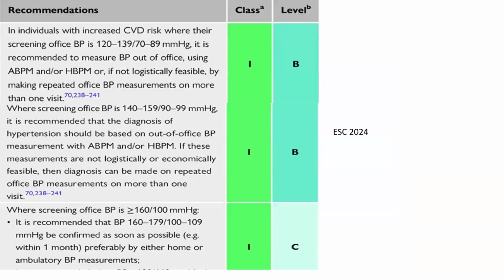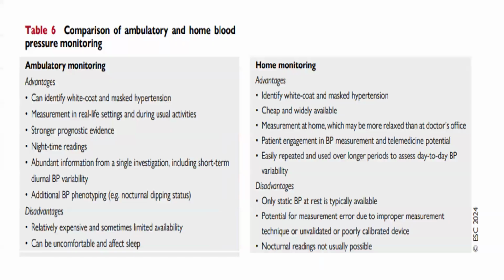The other new thing incorporated in these guidelines is how to decide on initiating treatment for patients with elevated blood pressure or hypertension. The guidelines recommend that blood pressure is confirmed with out-of-office measurement, with either an ambulatory blood pressure measurement or with home-based blood pressure measurement.